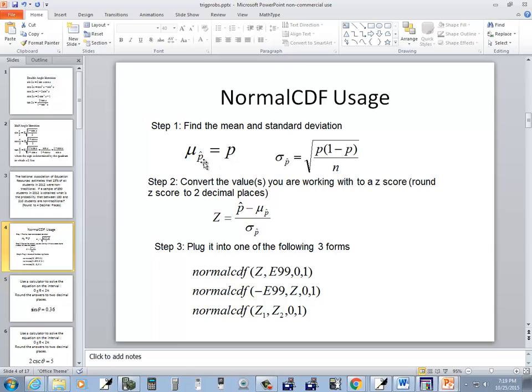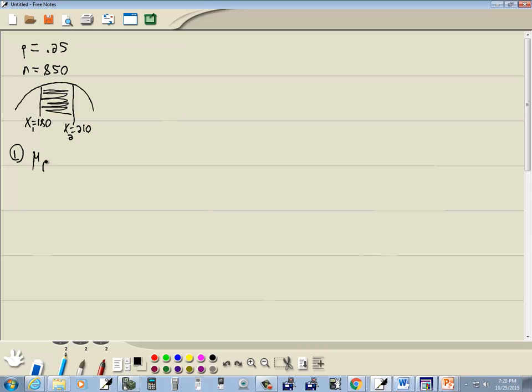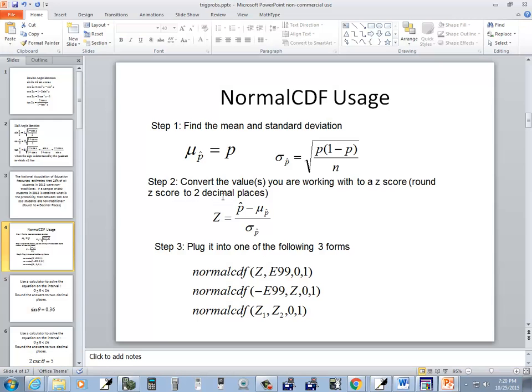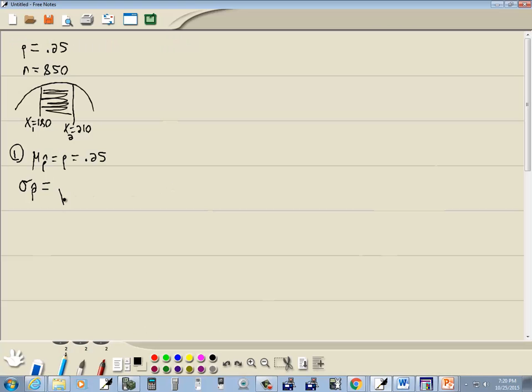Step 1. We want to find the mean, mu sub p hat, and that's equal to p. So mu sub p hat is equal to p, which is equal to 0.25. We also need sigma sub p hat, which is equal to the square root of p times 1 minus p over n. So that's going to equal the square root of 0.25 times 1 minus 0.25 divided by n, which is 850.